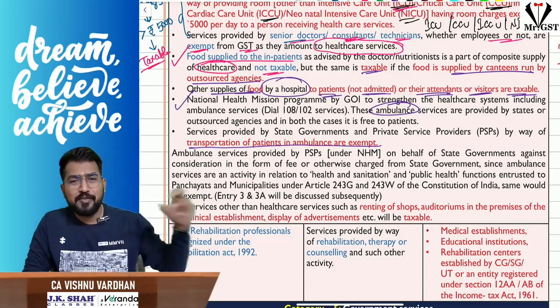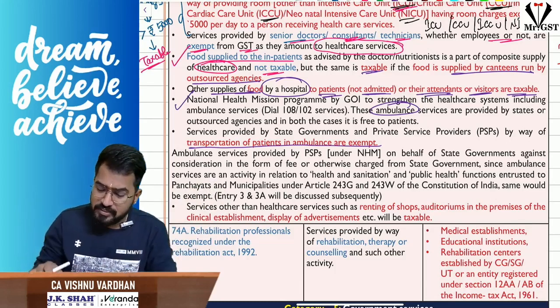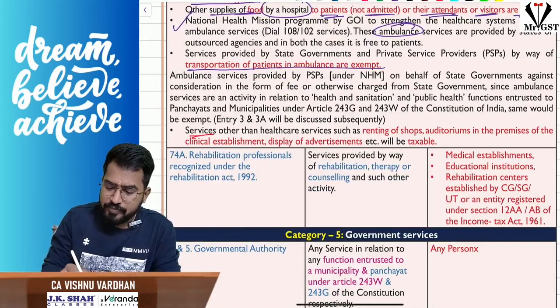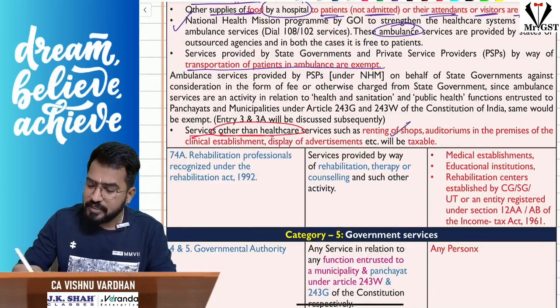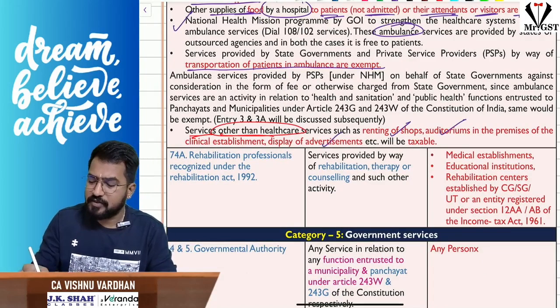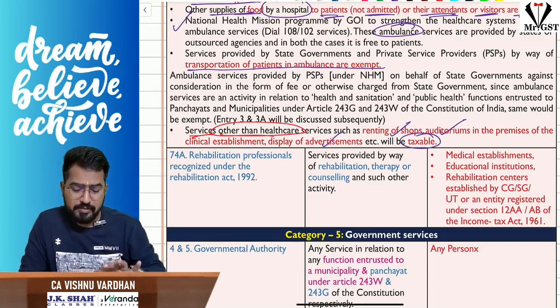Right? You will be seeing some SBI credit card advertisements. These type of things, taxable or exempt? They are taxable. They are not healthcare services. So services other than healthcare, such as renting the shops, auditoriums in the premises of clinical establishments, displaying the advertisements, all that stuff will be taxable under GST. That is what with respect to healthcare service.